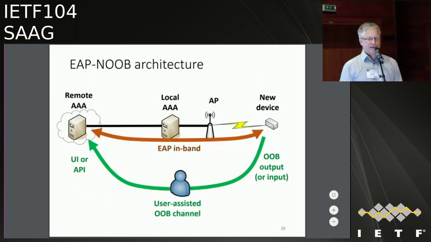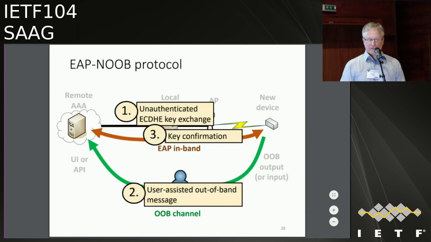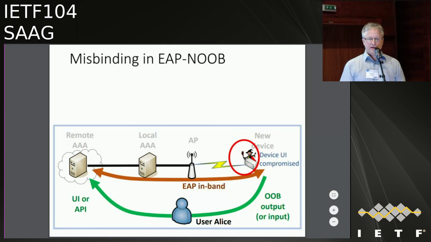And here is the architecture. The communication goes mostly over the EAP tunnel in-band through the AAA architecture, but then the authentication happens over the user-assisted out-of-band channel. And there are details to the protocol, but we don't go into those because the attack is really on the user interface level. So here is the misbinding case for EAP-Noob.